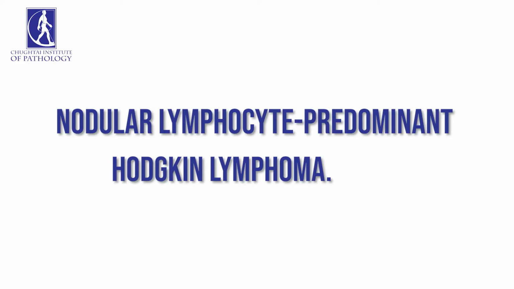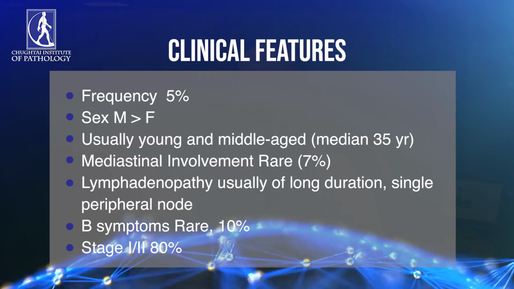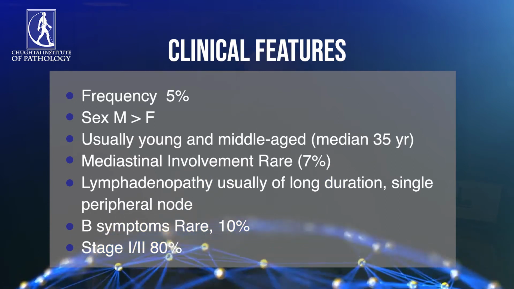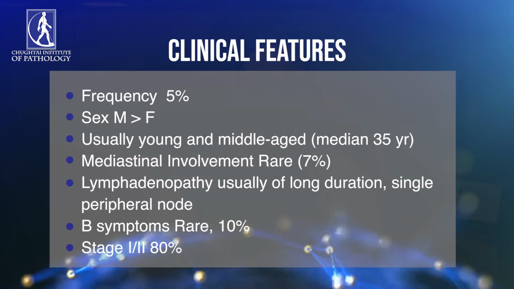Nodal lymphocyte predominant Hodgkin lymphoma comprises 5% of Hodgkin lymphoma cases. It's seen mainly in the younger age group. Most of the time it involves a single peripheral lymph node, and most of the time it's a low stage disease, that is stage 1 or stage 2.